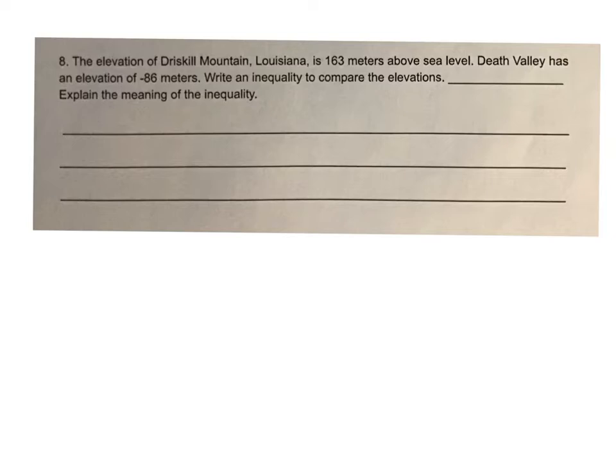So I am feeling a picture coming on. So let's see. I've got my water. There's my sea level. We normally like to call that our 0. Yep, right? I agree. So I'm thinking if the mountain, here's my mountain, is 163 above, so he's up here. And then Death Valley, here's my valley. He is under the water, and it says it's at negative 86.